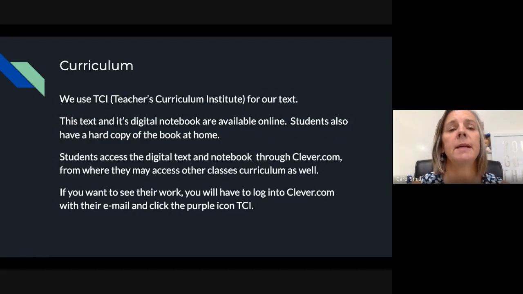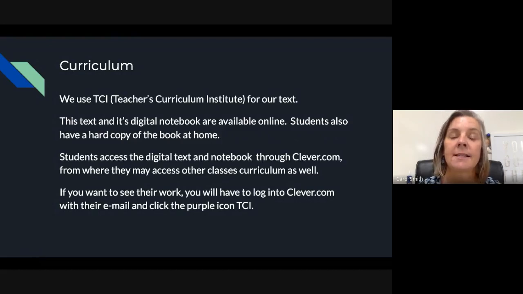The curriculum is Teachers Curriculum Institute, called TCI, and that's what we use for our text. The text and the digital notebook are found online. Your student does have a hard copy of the text. It was given to them with the materials pickup at the beginning of the year. But during distance learning, we're mostly using the digital component and the digital notebook for this class.